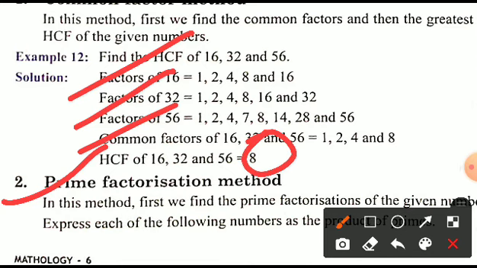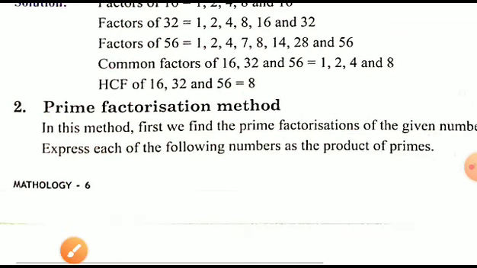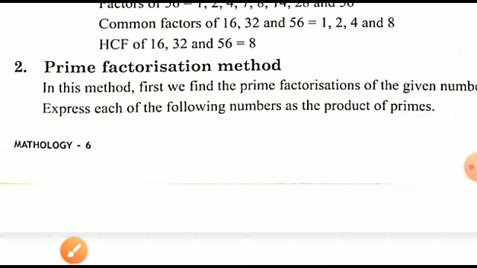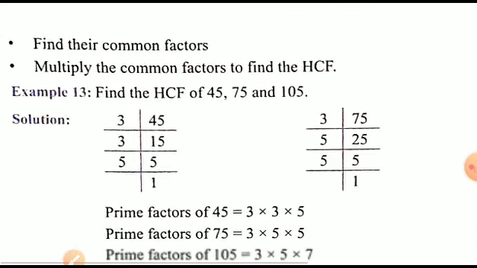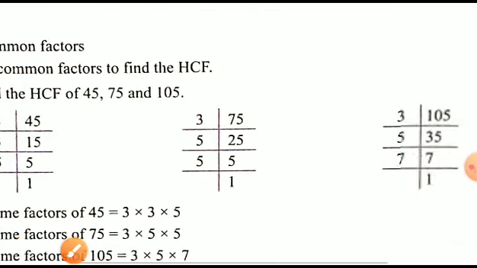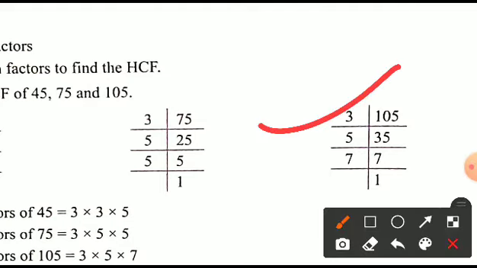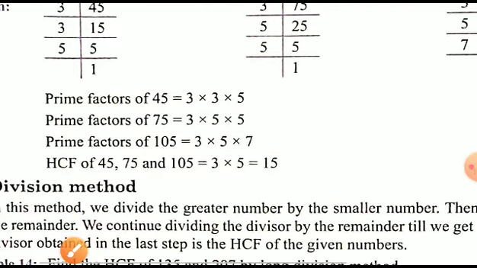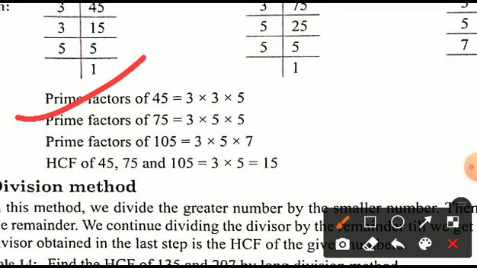Now the prime factorization method. We can also find the HCF of two or more numbers with the help of the prime factorization method. See here, find the HCF of 45, 75 and 105. Take the prime factorization of 45, 75 and 105. We get the prime factors of 45 as 3 into 3 into 5, 75 as 3 into 5 into 5, and 105 as 3 into 5 into 7.